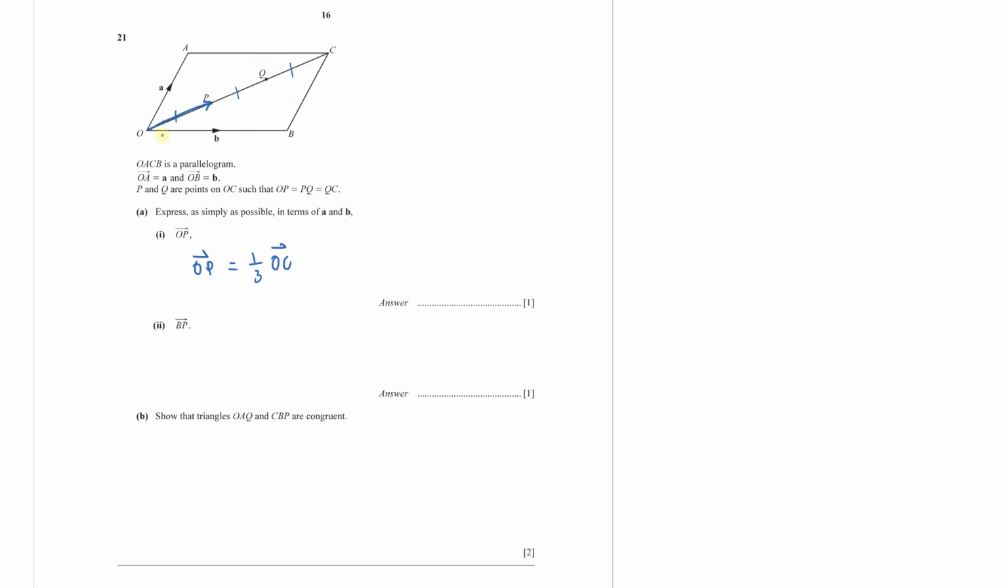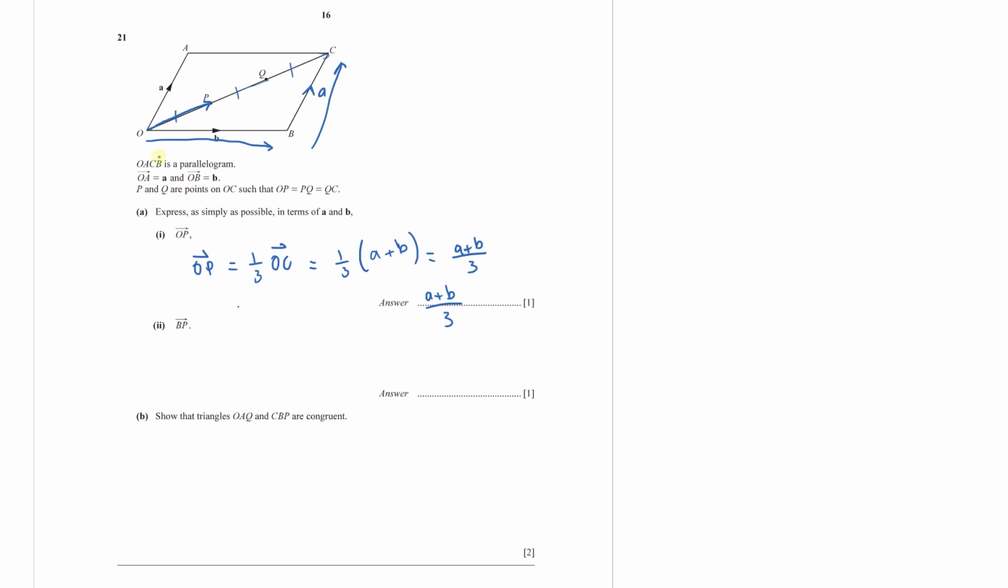And what is OC? Since this is the parallelogram, if this vector is A here, this is also A. So if I start with O and I end up at C, I go B vector and then A vector in this direction. So my OC can be written as B plus A. So using the head to tail rule, you start with O, you go in this direction, and then you go in this direction, which is your OC. So 1/3 A plus B. So this will be your answer, A plus B over 3. So your OP can be written as A plus B over 3.